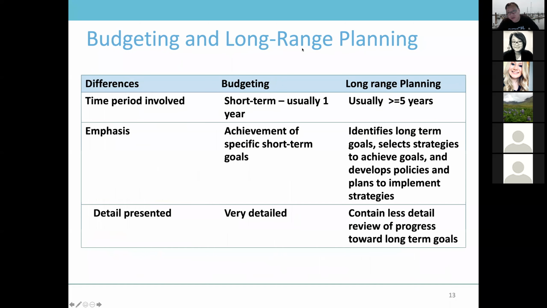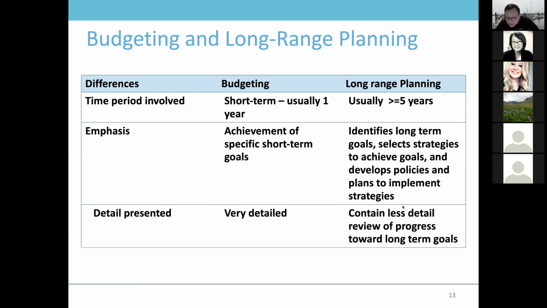Budgeting is not long-range planning. Budgeting is usually within 1 year. Long-range planning is probably more than 5 years. Therefore, the goals set in a budget are all short-term goals, and it's quite detailed, with lots of information.